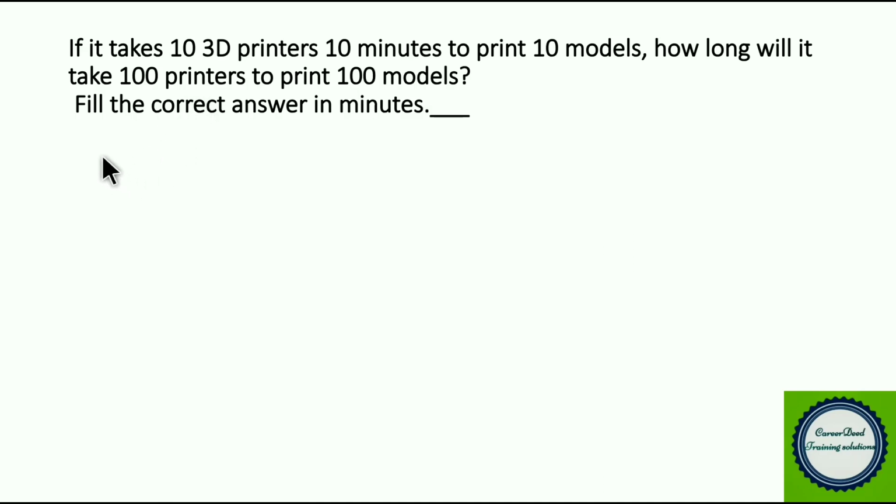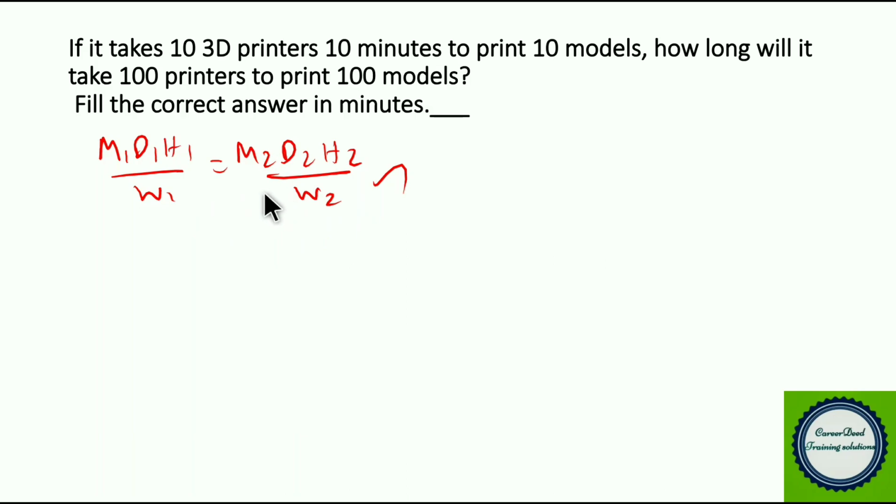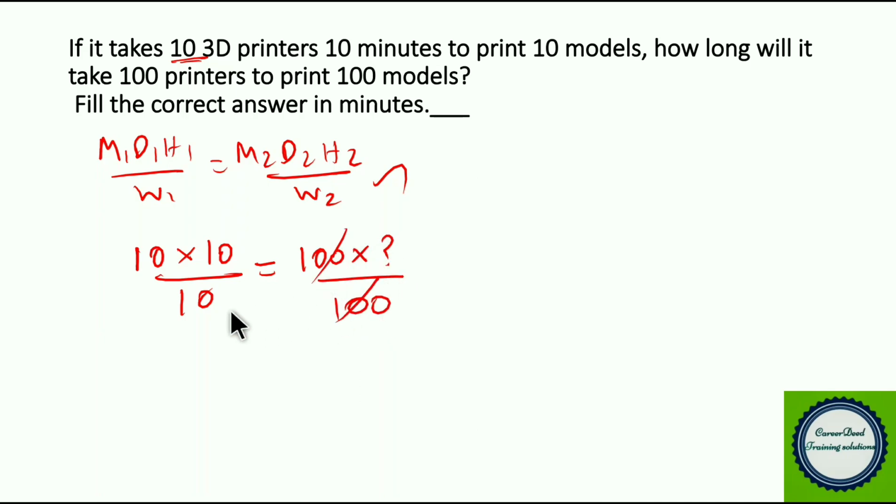We know the actual structure here is M1 D1 H1 by W1 equivalent to M2 D2 H2 by W2. So we have already discussed the same concept in time and work, right? So here, instead of men, we have 10 3D printers and the number of minutes here is 10 and the total number of models here is 10, and you have to find how long it will take for 100 printers to print 100 models. While solving, you get 10, question mark, equivalent to 10. So it will take 10 minutes. So the answer for this question is 10.